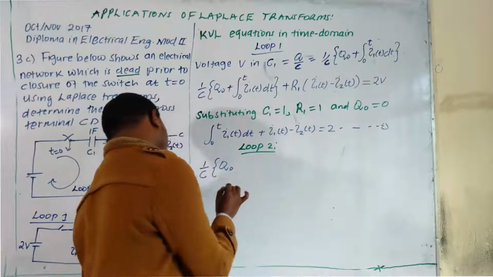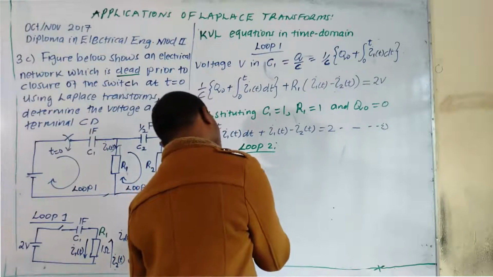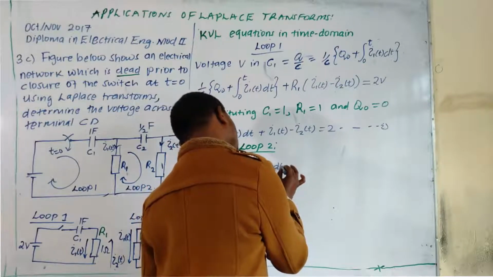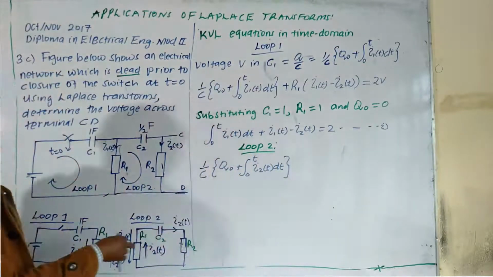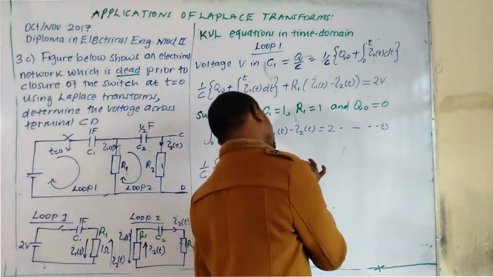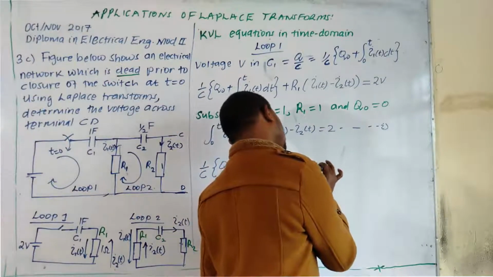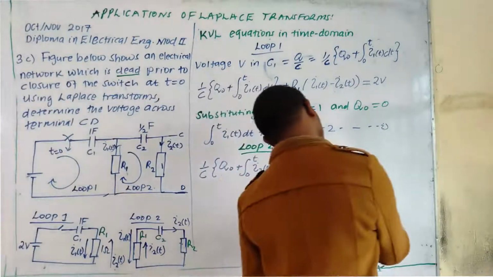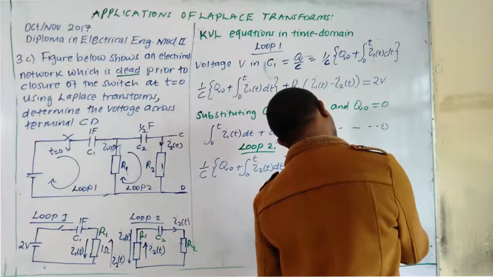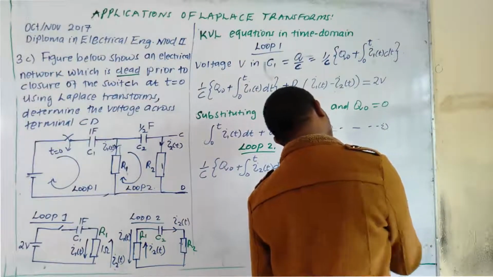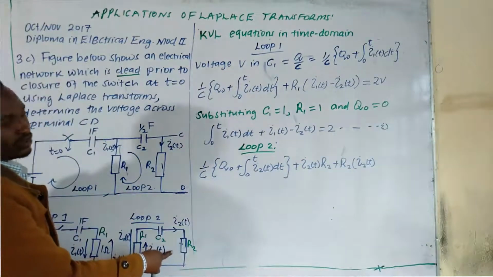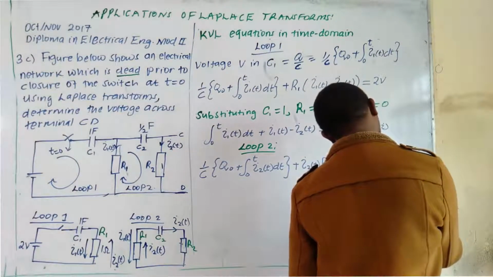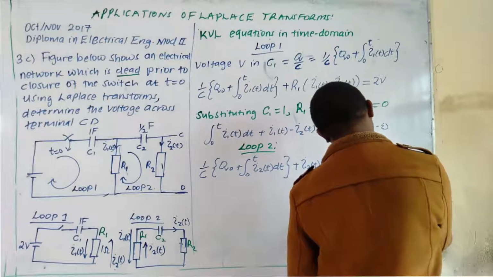the initial charge Q naught, plus integral from 0 to t of I2 of t with respect to t, as the voltage across the capacitor, plus I2 of t R2, plus R2 times I2 of t, which is our main current, because we are considering loop 2, which is going upward, minus I1 of t, which is going downward.